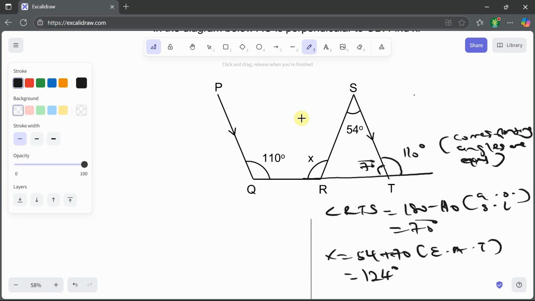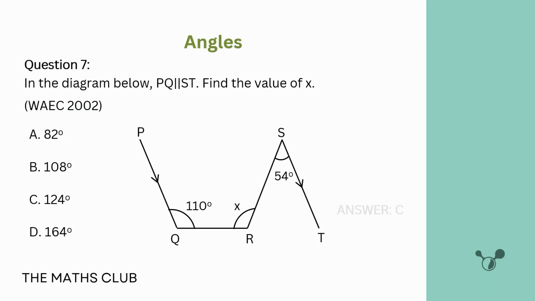If I can extend the parallel line as in the previous questions, I can also extend a transversal. This one was already going straight. And that is the key to solving this question. Let's see if we're correct. That would be option C.